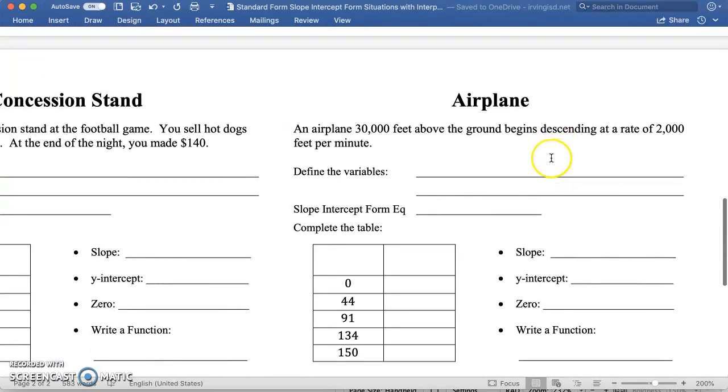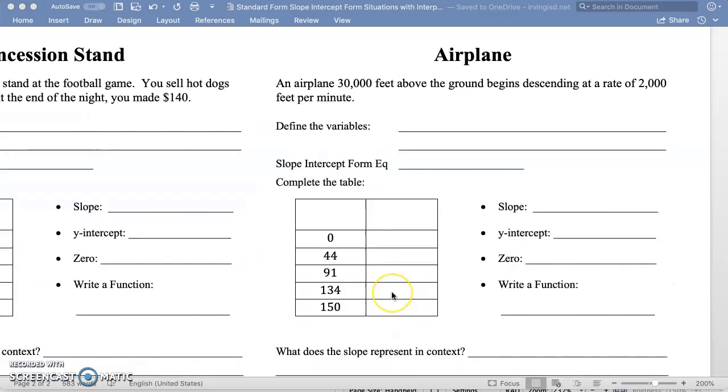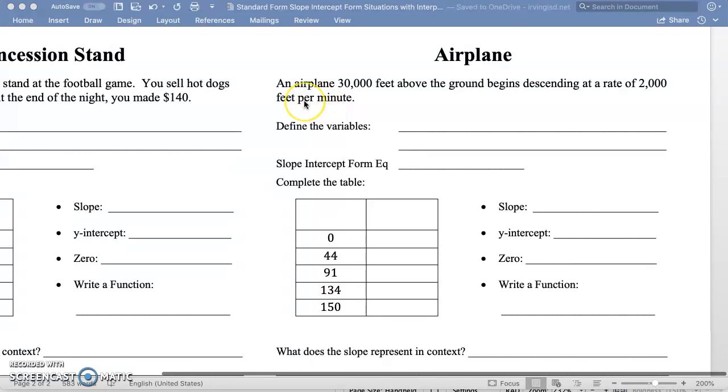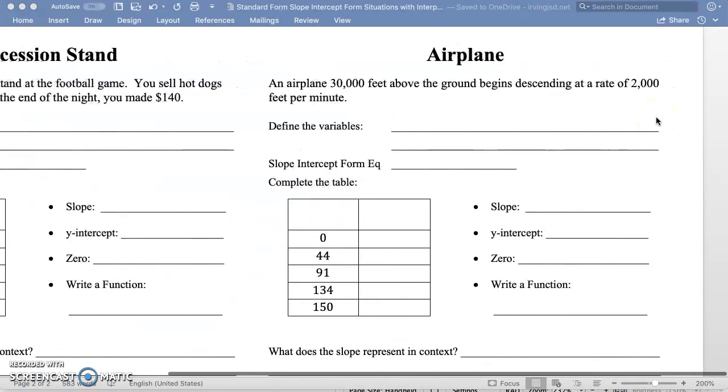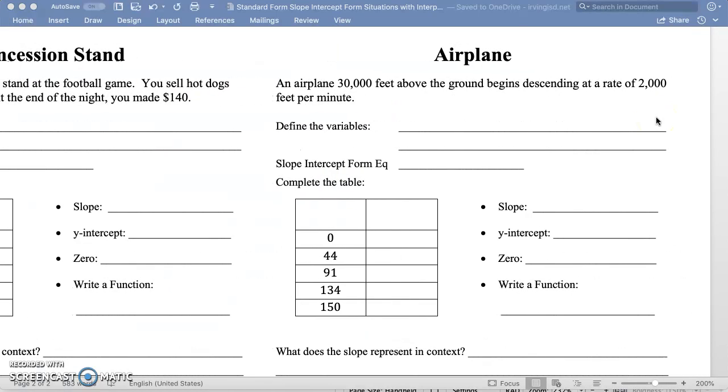When we look at the airplane problem, you should notice differences from how we approached the problem yesterday and today. In yesterday's concession stand problem, you were given two rates, so the $1 for the hot dogs and the 50 cents for the sodas, and we also had a total. In the airplane problem and the soccer practice problem, we only have one rate, and we also have another value that we'll talk about.